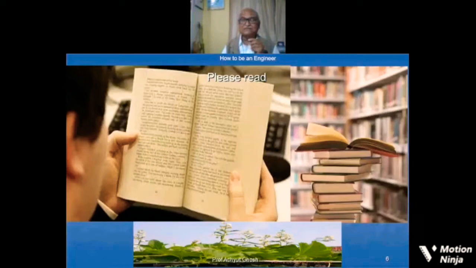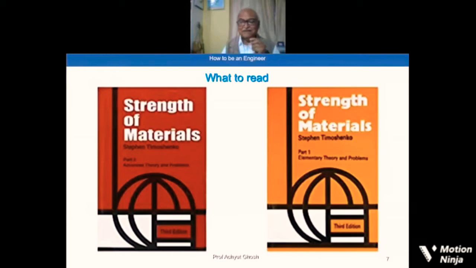What do you read? In engineering, I found Strength of Materials, Volume 1 and Volume 2, irrespective of whatever is the branch he or she is following. These are two beautiful books. If a mechanical or structural engineer reads the two books, Strength of Materials by Timoshenko, Volume 1 and Volume 2, I consider him to be a 50% engineer.